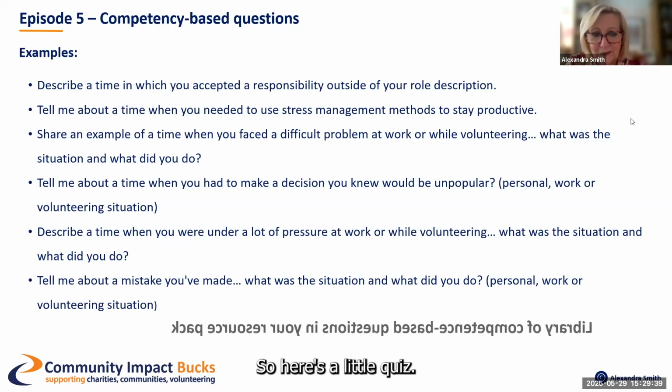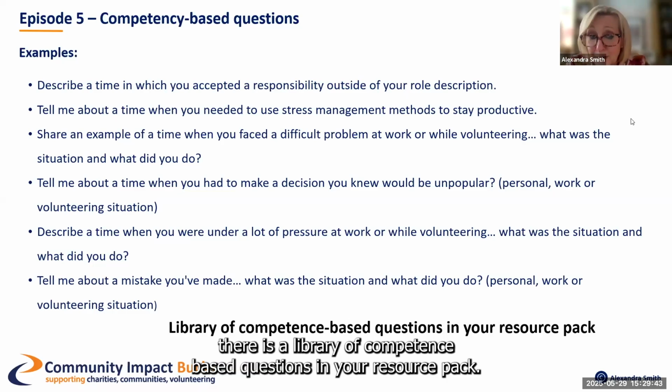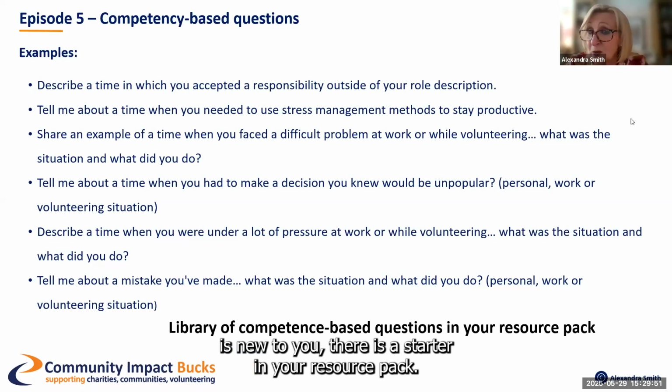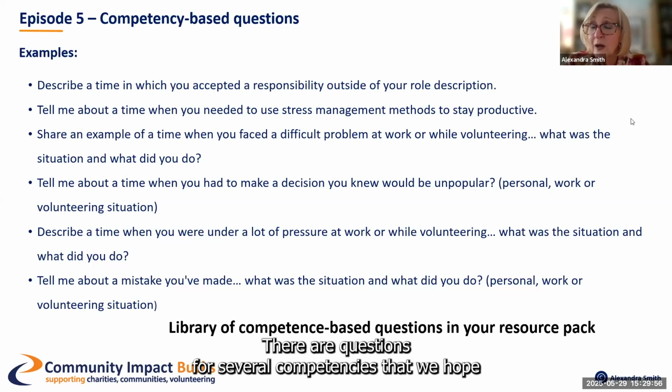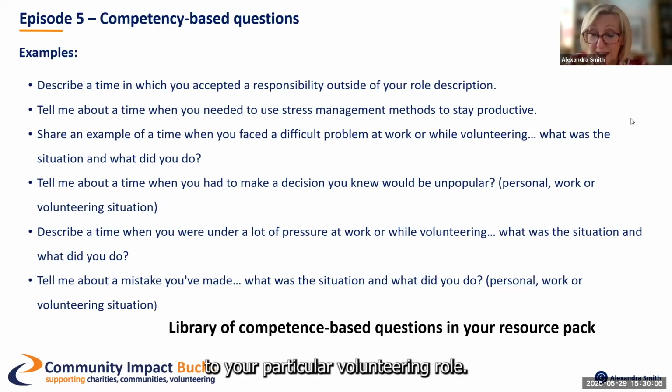So here's a little quiz. And just to say, there is a library of competence-based questions in your resource pack. So if putting questions together like this is new to you, there is a starter for 10 in your resource pack. There are questions for several competencies that we hope you would be able to use cut and paste or to customize to your particular volunteering role.